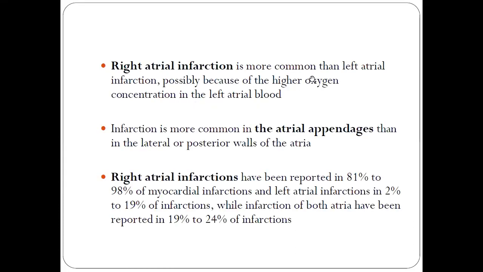Right atrial infarction is more common than left atrial infarction, possibly because of the higher oxygen concentration in the left atrial blood. Left atrial blood normally contains more oxygen-rich blood, so it is less prone to infarction when compared to the right atrium. When compared to the posterior or lateral walls, the atrial appendages are more susceptible to infarction, so infarction is more commonly seen in the atrial appendages.